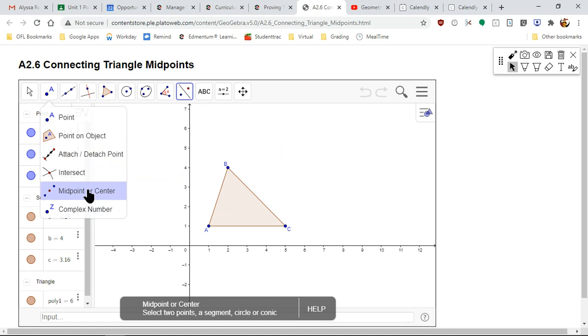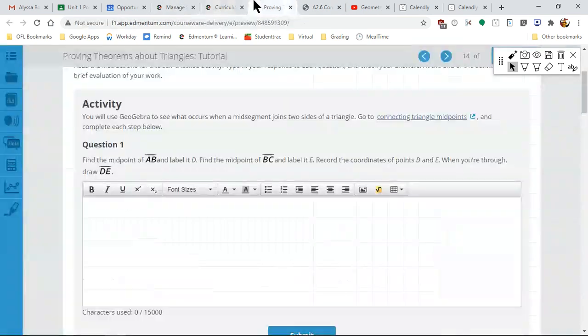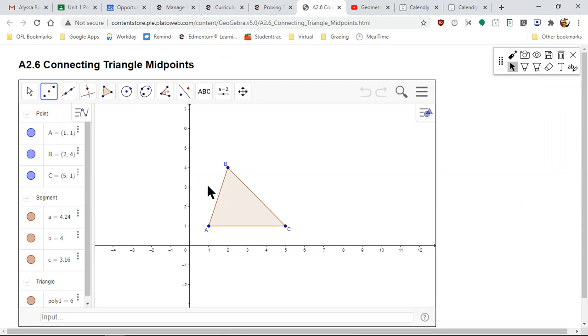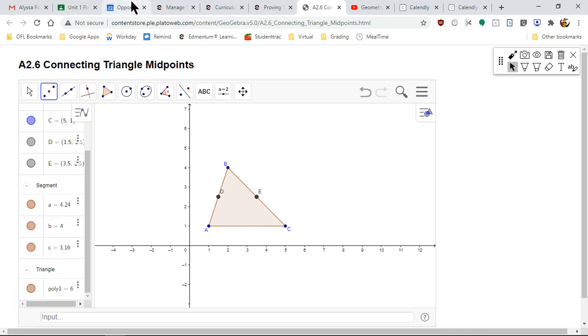Ah, there we go. Midpoint or center. So we're going to go to our point, click midpoint or center, and it wants us to find the midpoint of AB and the midpoint of BC. If you do it in order, it's automatically going to label it D and E. So don't worry about that part for right now. It'll tell you if you need to relabel something. So midpoint of this, midpoint of this, got them down.